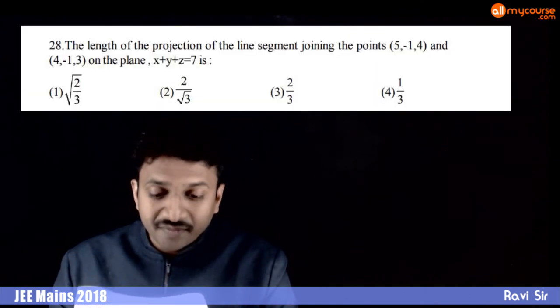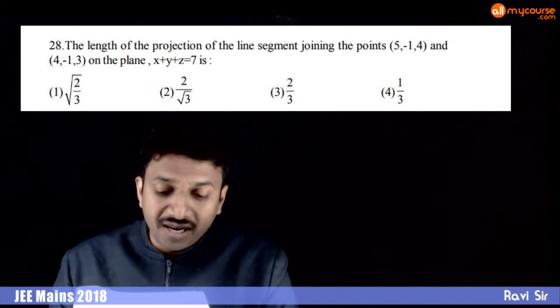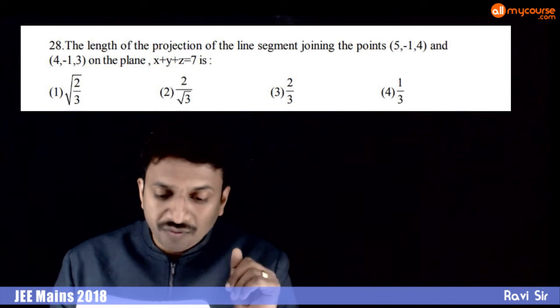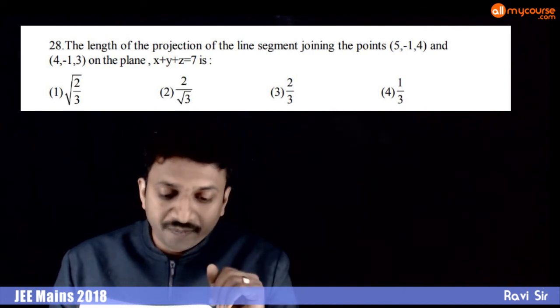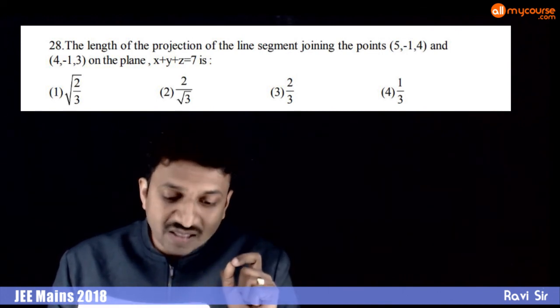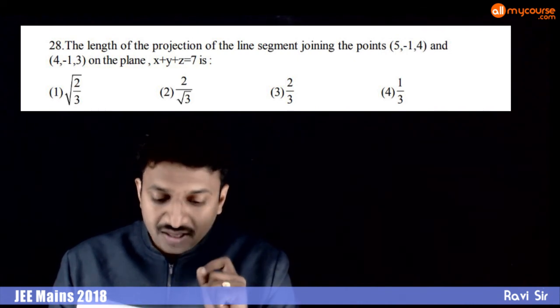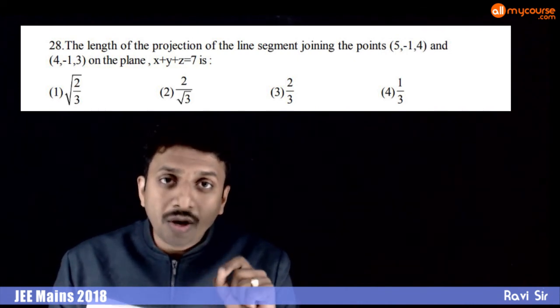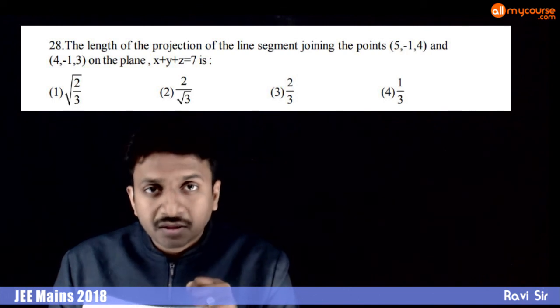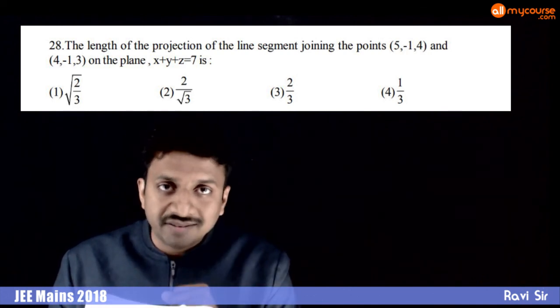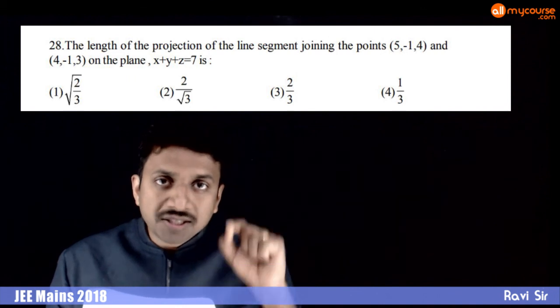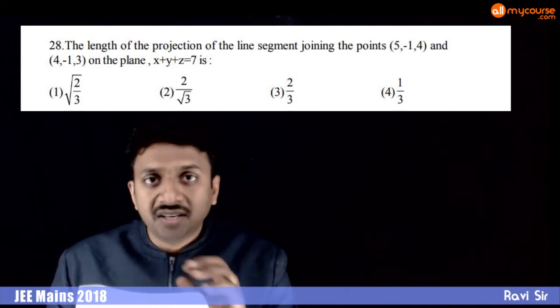So let's go to the next question, 28. The length of the projection of the line segment joining the points (5, −1, 4) and (4, −1, 3) on the plane x + y + z = 7 is. The answer to this question is the square root of 2/3.